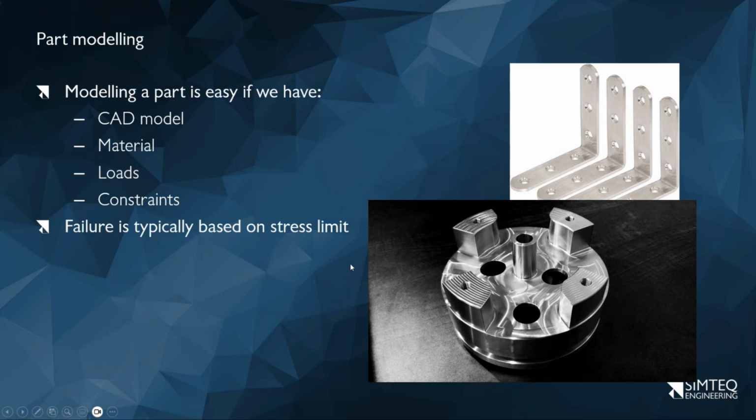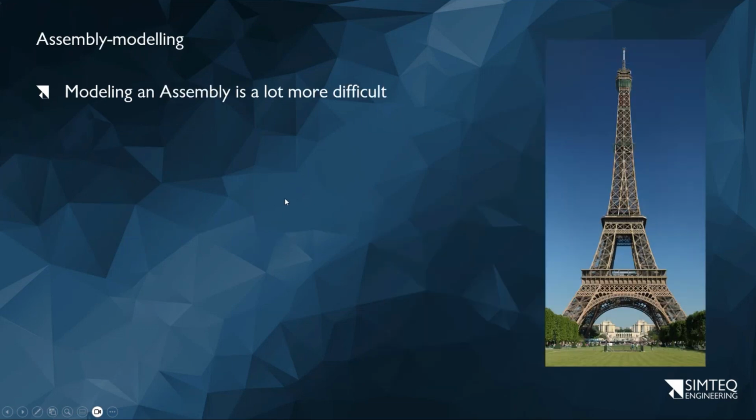Whether the part is simple or a more complex part or even highly complex, as long as it's a single part, it's relatively simple to do. Once we get to assemblies, it becomes a lot more difficult. So if I look at the Eiffel Tower as an example, there's a lot of beams in there, and each of them is joined to other beams and other sections. And how those sections model together or join together actually plays a significant role in how the structure behaves.